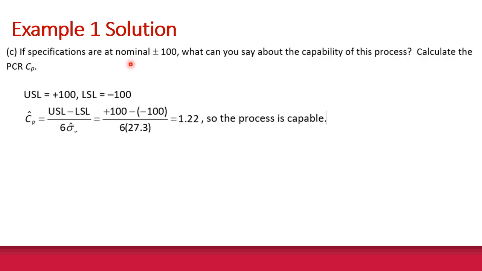So let's say the specifications are at nominal plus or minus 100. What can you say about the capability of this process? Calculate the process capability coefficient, CP. So here we can plug in the formula, USL minus LSL over 6 times sigma. Sigma we calculated from the previous part B. So we get 1.22. So this process is capable. Anything over 1 is capable. So this process is in control and is capable of production.